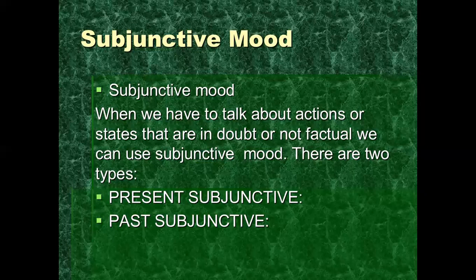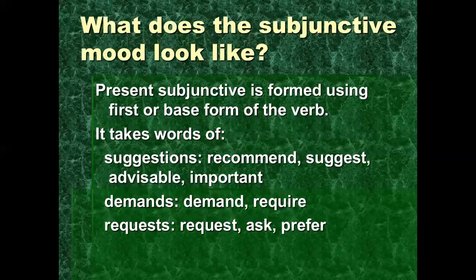Now, before I go ahead with some examples about the subjunctive mood, I would like you guys to see what is the present subjunctive. The present subjunctive is formed using first or base form of the verb. Now, what is the base form of the verb? The verb go has got three forms. The first form is go. The past form, or the second form, is went. A past participle form, or the third form, is gone.